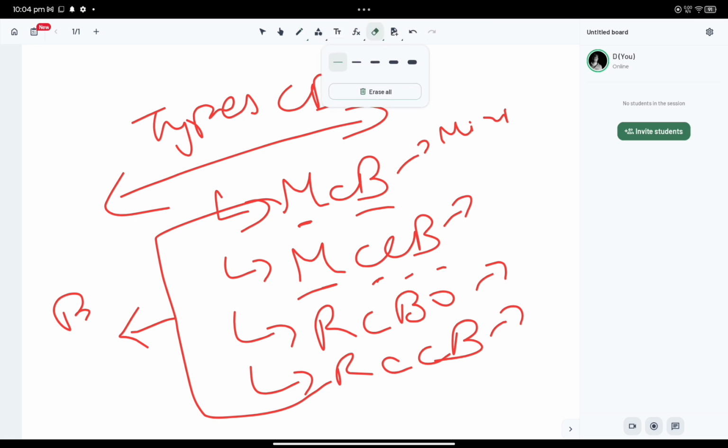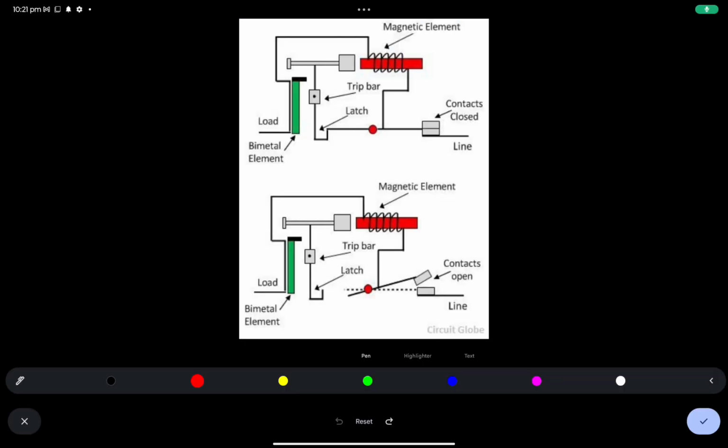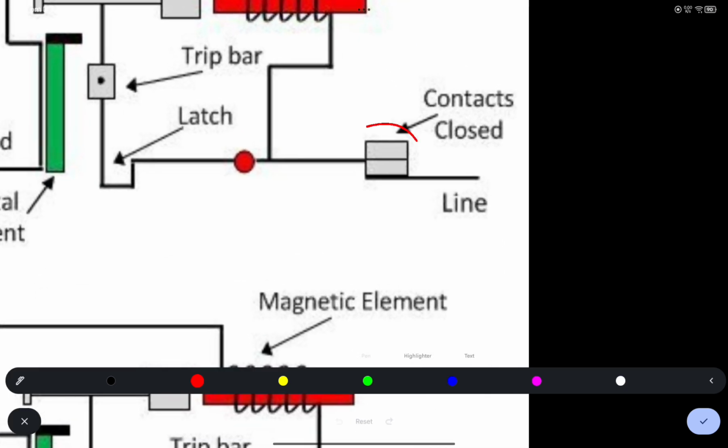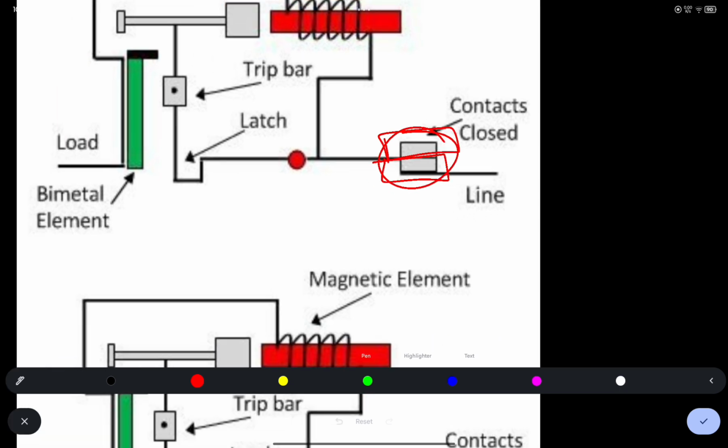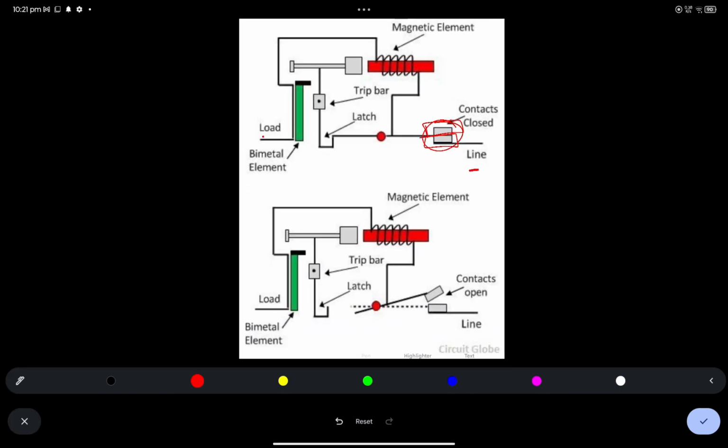Let me start with MCB. Let us see what MCB is and how it works, right? When you look closely, these are the contacts. We call this the fixed part and this the moving part, or you can say the fixed contact and the moving contact. This is the line and this is the load. This one is the bimetal element. The bimetal element is a strip which bends into a curve shape when it is overheated, right? It also has a magnetic element, a latching, and this is a trip bar.